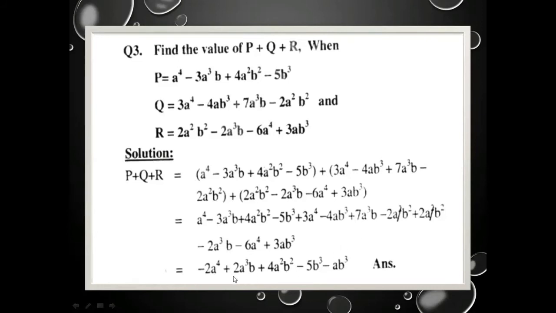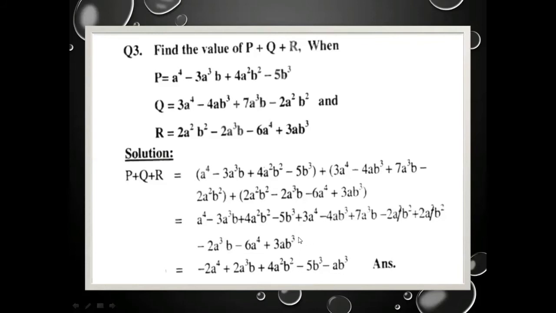So the answer is plus 2a cube b, and then 4a square b square, and the other, minus 2a square b square, is there. Plus 2a square b square. These two are the same and they will cancel. So from here the answer is 4a square b square. Then minus 5b cube. See, where is b cube? No, cube b cube is there, so it will be the same.